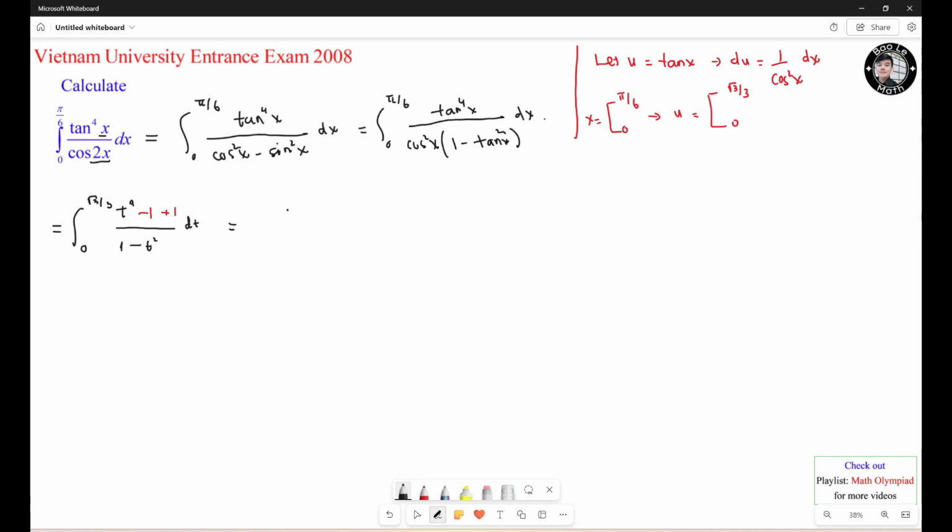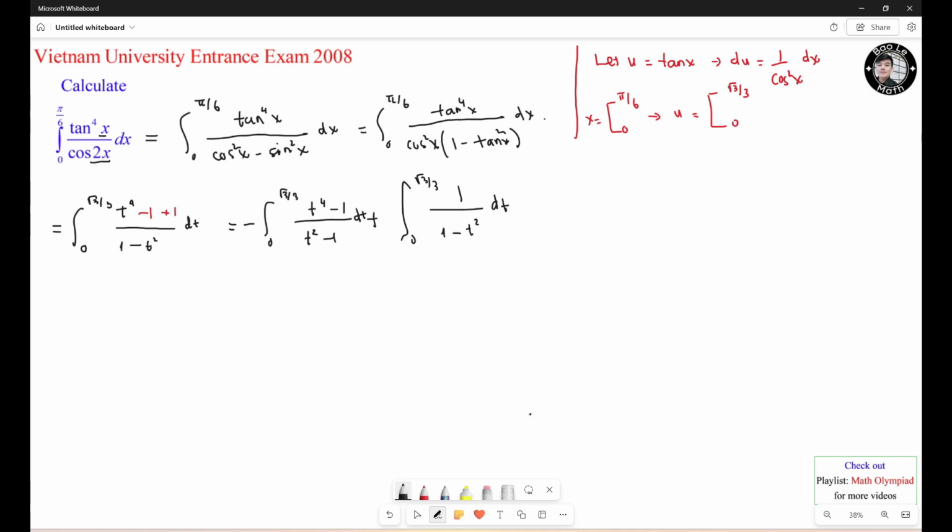So it turns out to be the integral from 0 to root 3 over 3 of t to the 4 minus 1 over 1 minus t squared. I need to write t squared minus 1, so when I write it like this, I need to put a subtraction sign in front of this fraction. And then the second one, I have the integral from 0 to root 3 over 3 of 1 over 1 minus t squared dt. Don't forget dt right here.